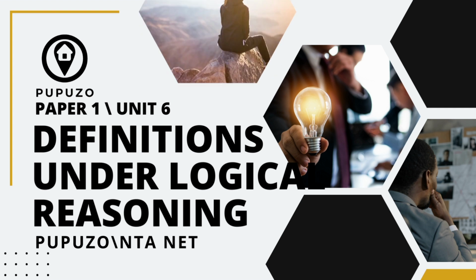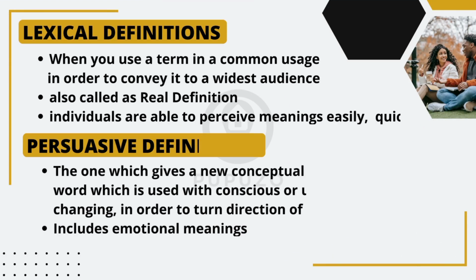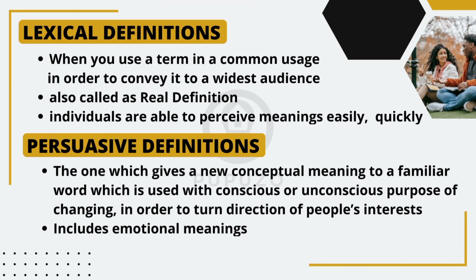The first type we'll explore is lexical definitions. Lexical definitions are used when we want to convey a term to a wide audience using common usage. They describe how words are genuinely used in a broader context. These definitions, also known as real definitions, help individuals easily and quickly understand the widely known meanings of words. For example, when we say cat, we refer to a common and widely understood meaning.